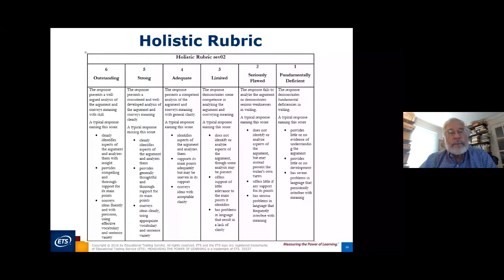But again, you'll see it has a title: outstanding, strong, adequate, limited, flawed, and seriously flawed and fundamentally deficient. Each has a descriptor. Each says a typical response and then gives bullets, and they're all parallel. And holistic scoring works incredibly well. Raters who don't all agree with each other on what makes a good essay, after training and with sample benchmarks, can do a very good job of reading a couple pages of a 2-page essay in a matter of a couple of minutes and feel comfortable knowing what the score is. So that's holistic.